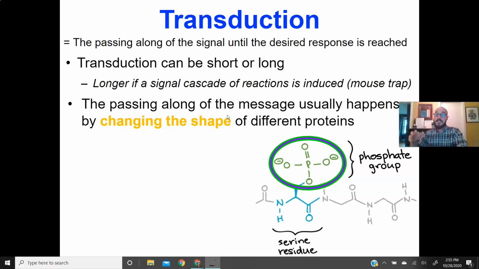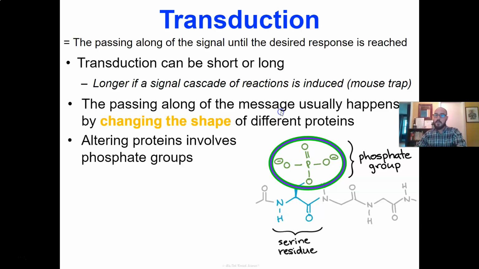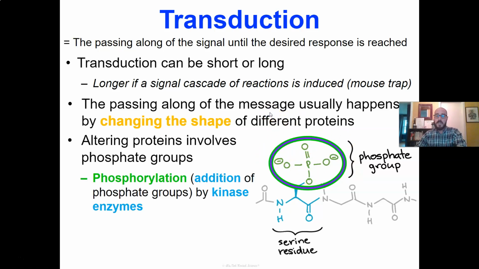Generally, passing along that message from our receptor to something happening inside the cell usually happens through changing the shape of different proteins. Remember, structure dictates function. So if you change the shape of something, now you've changed its function. All right. So you can turn proteins on and off. And that usually involves adding this little thing here, which is a phosphate group. You don't need to know this as an AP Bio thing, but I just want you to be aware of what's going on here.